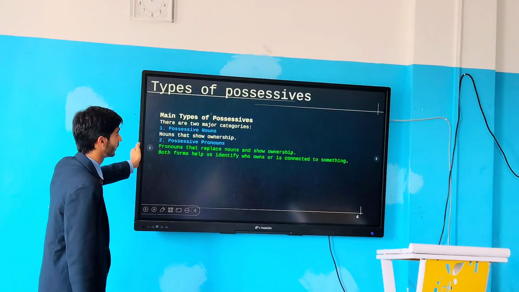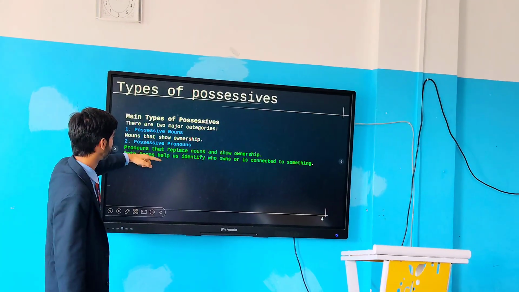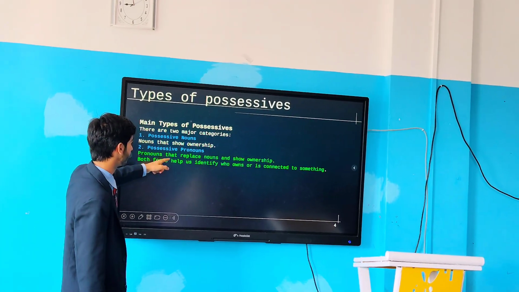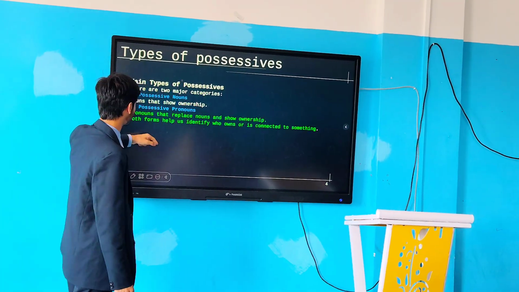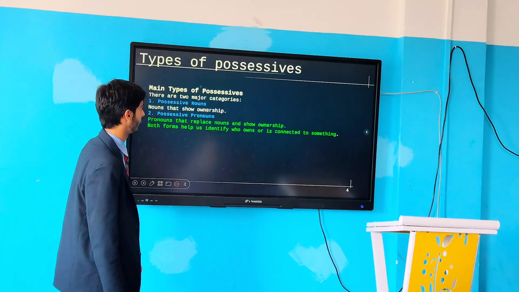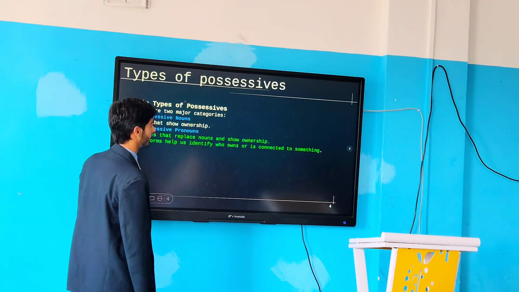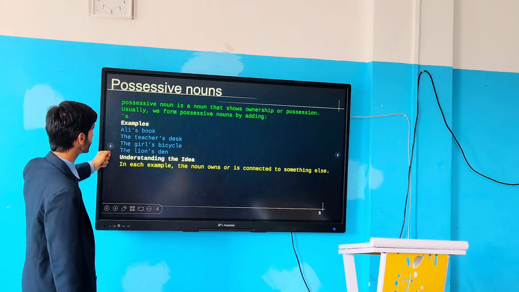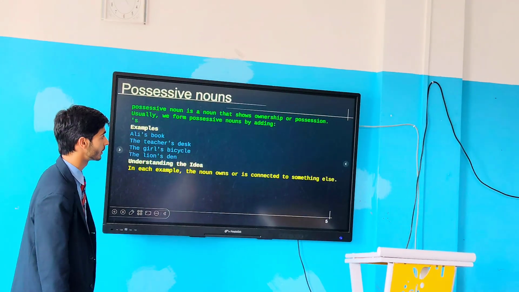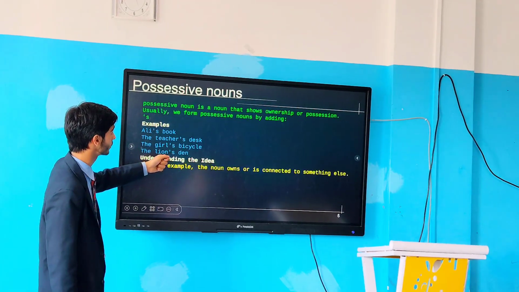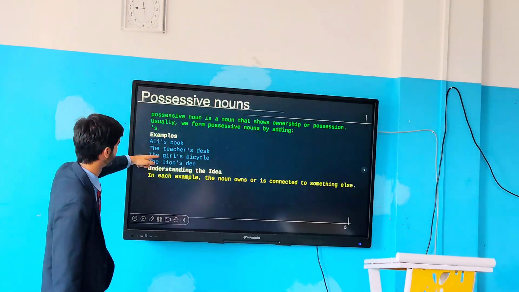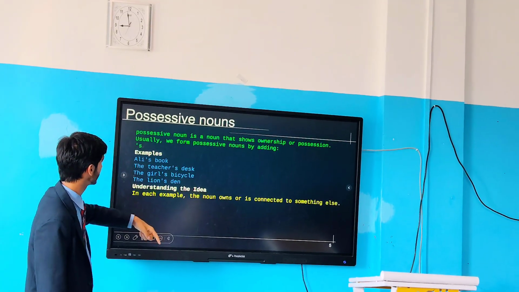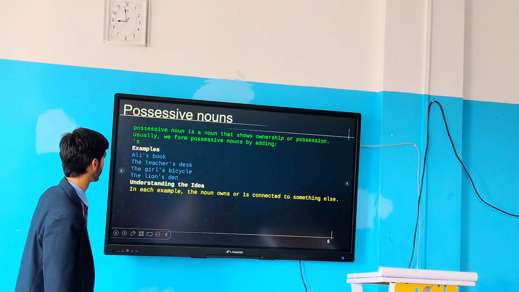After that, the types of possessives are possessive pronoun and possessive noun. Possessive pronouns replace nouns and show ownership; both forms help us identify who owns or is connected to someone. Possessive noun is a noun that shows relationship or possession. Usually we form possessive nouns by adding apostrophe s. Examples include: Lee's book, the teacher's desk, the girl's bicycle.